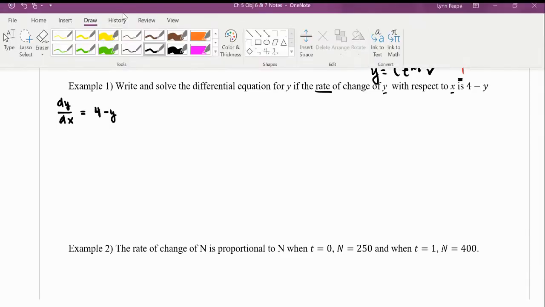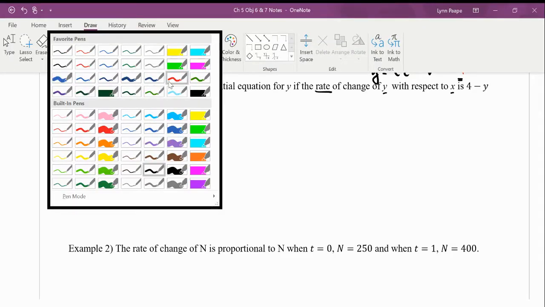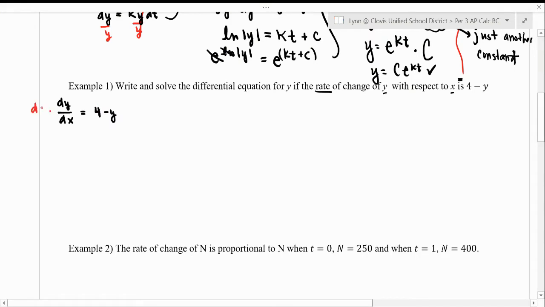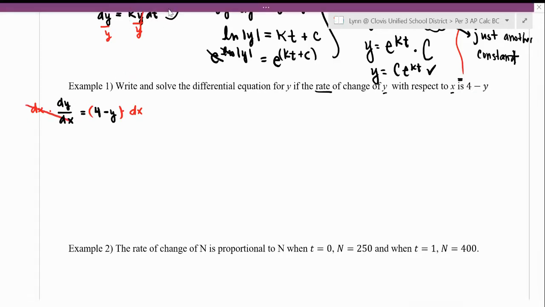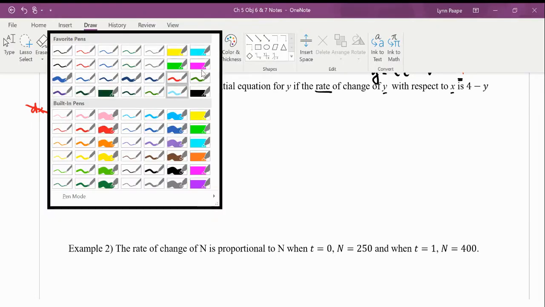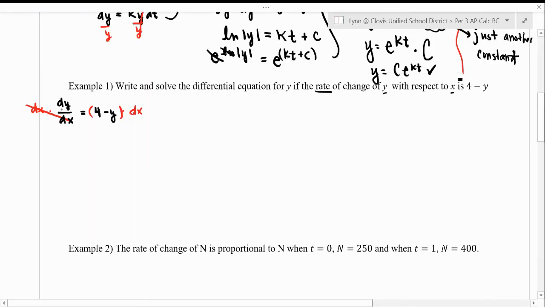Okay, so my first step again, so I'm going to clear my fraction. So I'm going to multiply everything by dx, so the left side and the right side. And feel free to do more than one step at a time. That will be fine. Don't think you need to do one thing. Okay, so then I will be left with just dy equal to 4 minus y, keeping in mind that that's grouped.